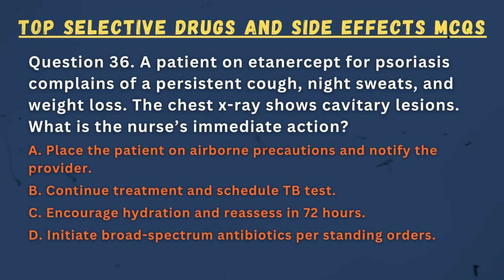Question 36. A patient on etanercept for psoriasis complains of a persistent cough, night sweats, and weight loss. The chest X-ray shows cavitary lesions. What is the nurse's immediate action? A. Place the patient on airborne precautions and notify the provider. B. Continue treatment and schedule TB test. C. Encourage hydration and reassess in 72 hours. D. Initiate broad-spectrum antibiotics per standing orders.